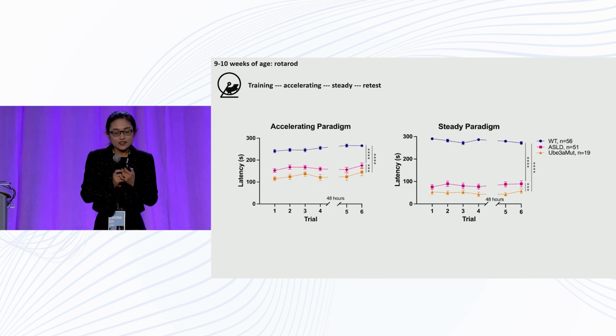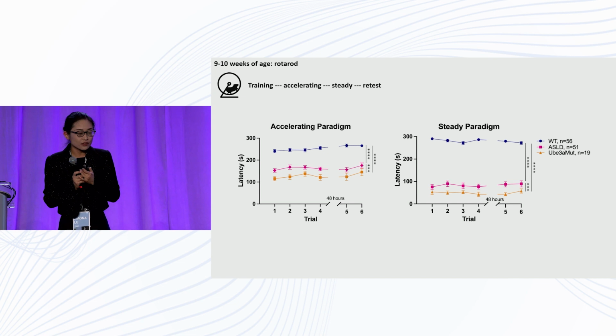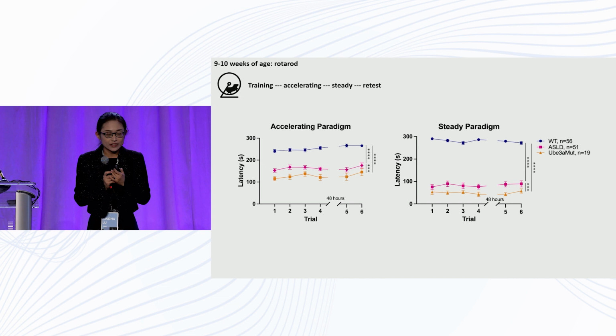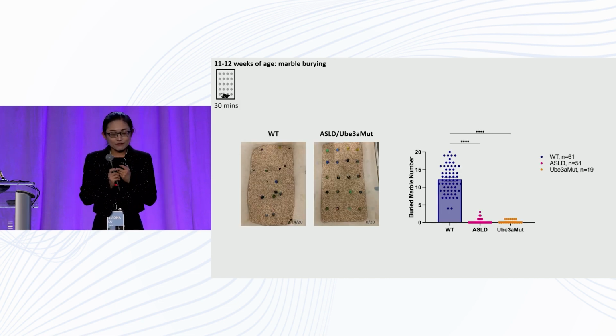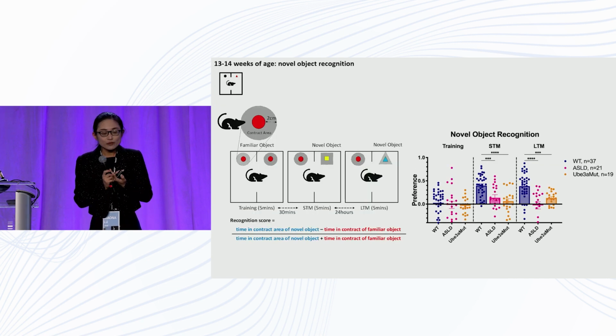This observation is confirmed by the rotor test 2 weeks later. Both AS mice have significantly reduced latency on the rotor in both accelerating and steady paradigms compared to the wild type. The large deletion mice stay on the rotor for a little bit longer time than the mutant mice. And the marble burying test reflecting the natural behavior function shows the same deficiency of large deletion mice and mutant mice.